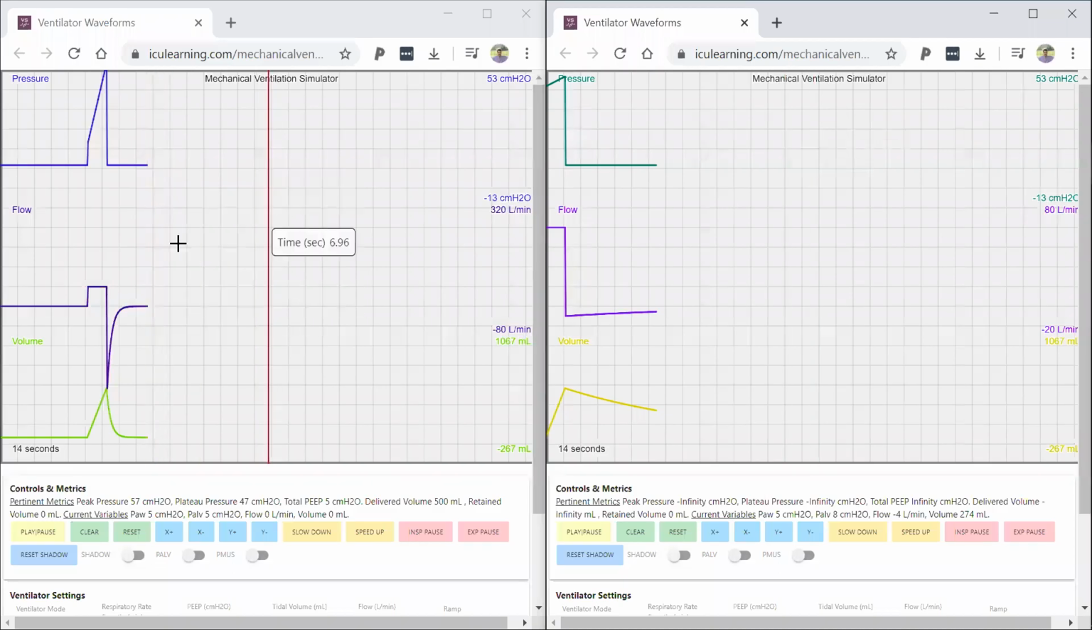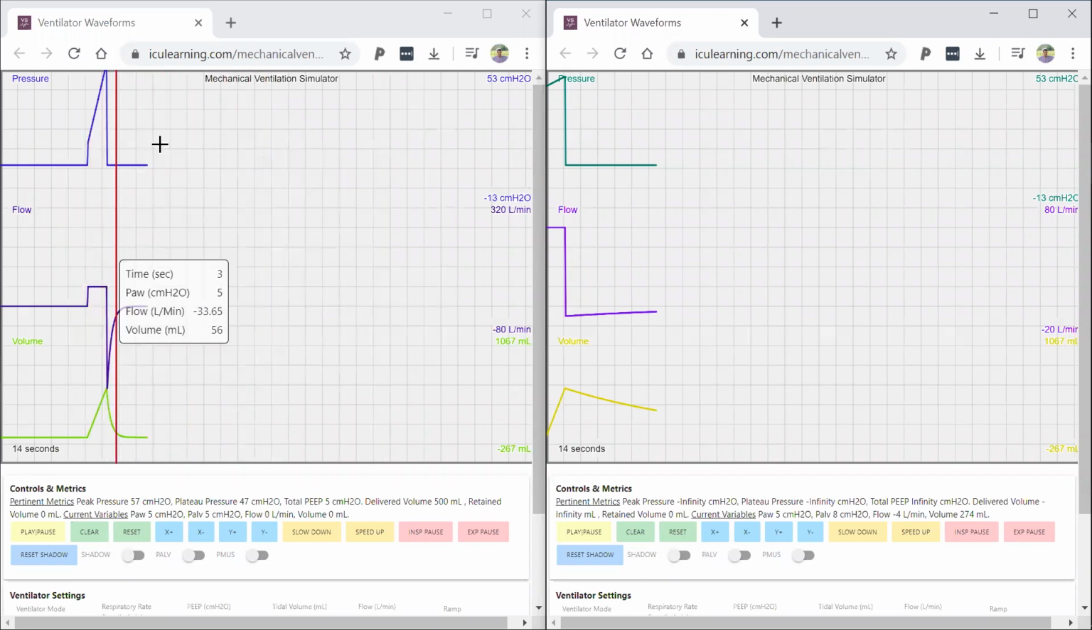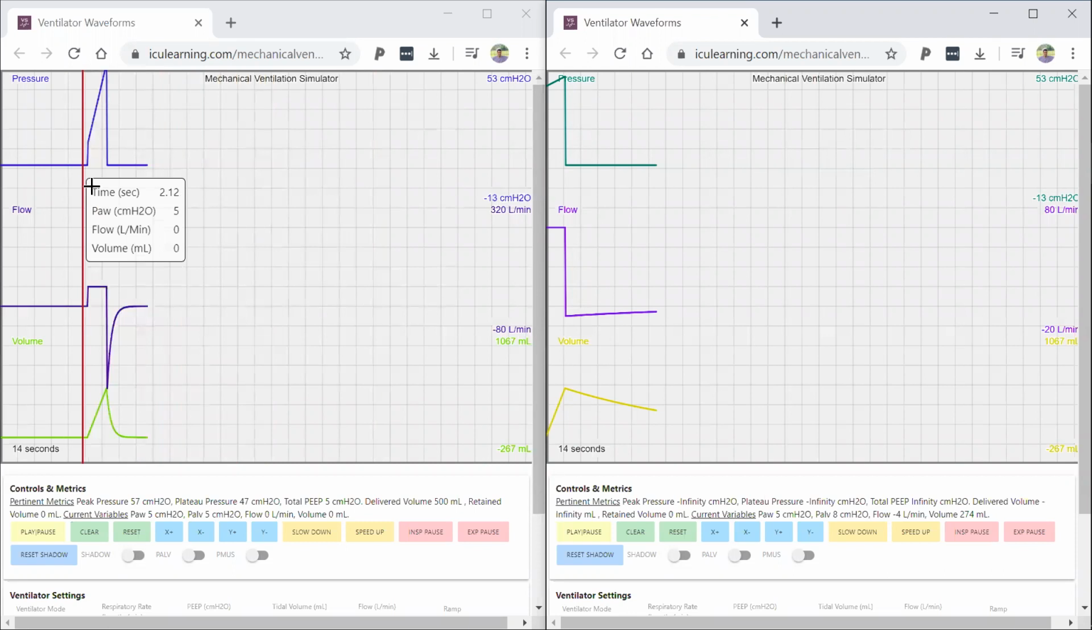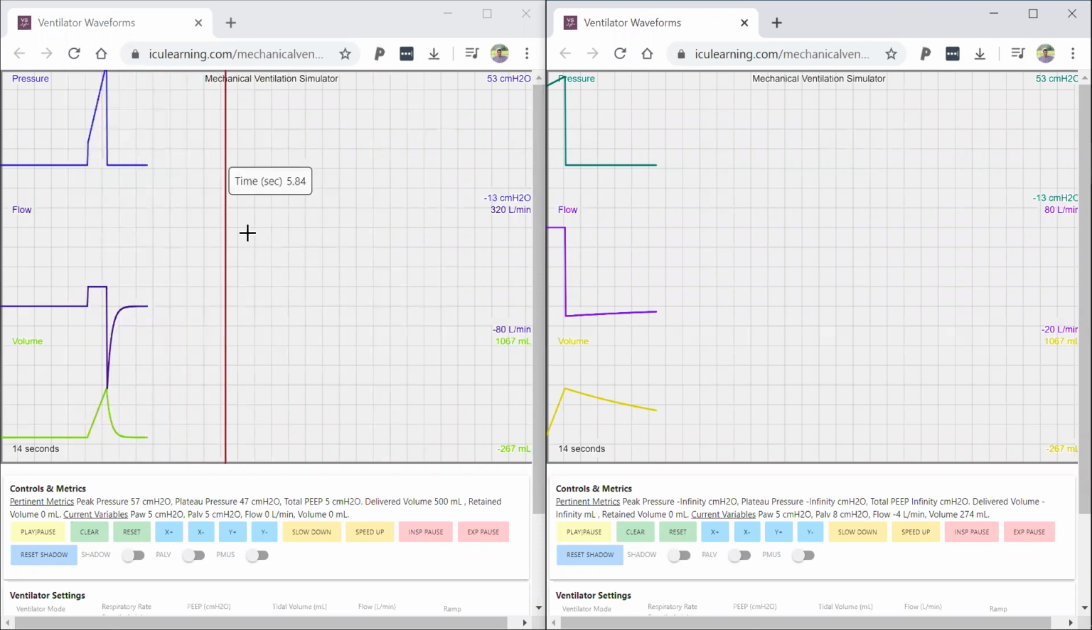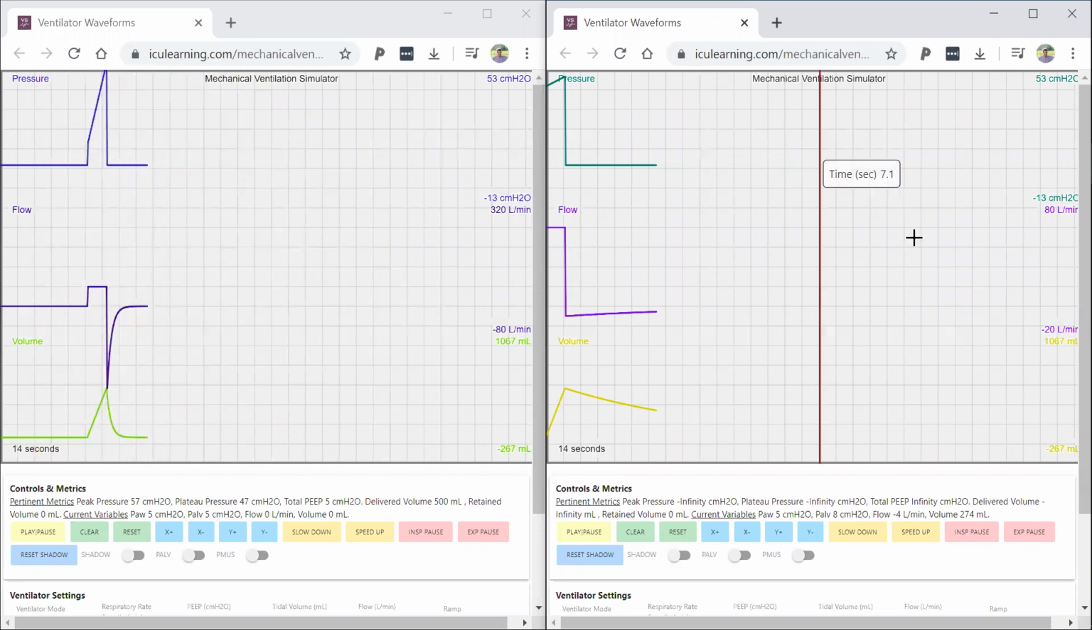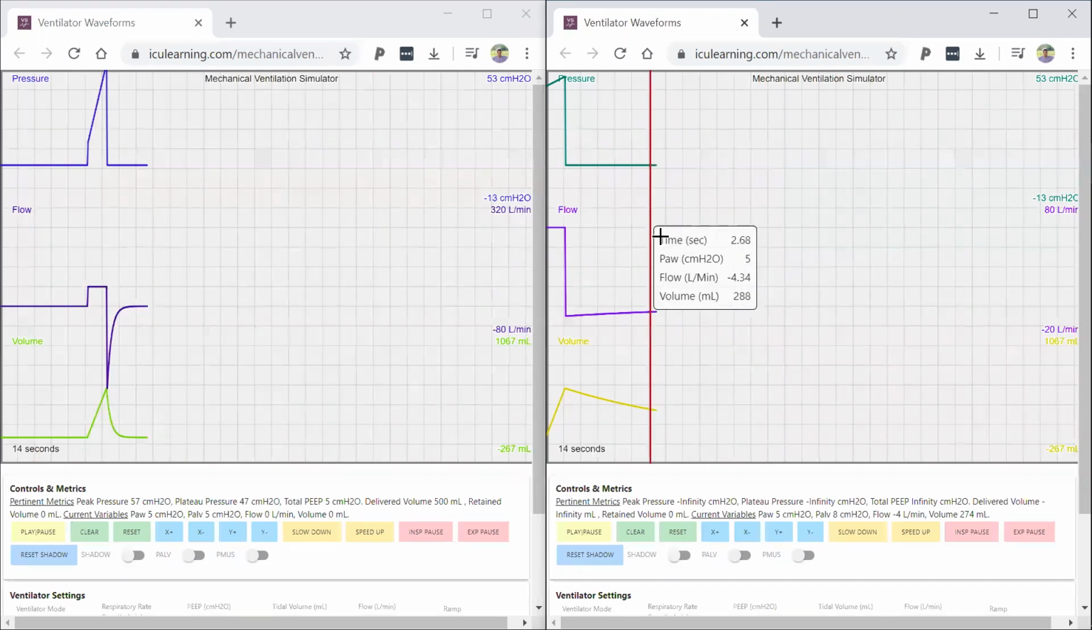All right, in this video we have two cases. The left case represents a patient with ARDS, or acute respiratory distress syndrome. This patient has very low compliant lungs, or very stiff lungs, very stiff alveoli. The right-sided case is a case for a patient in an asthma exacerbation. This patient has very tight or narrow airways.